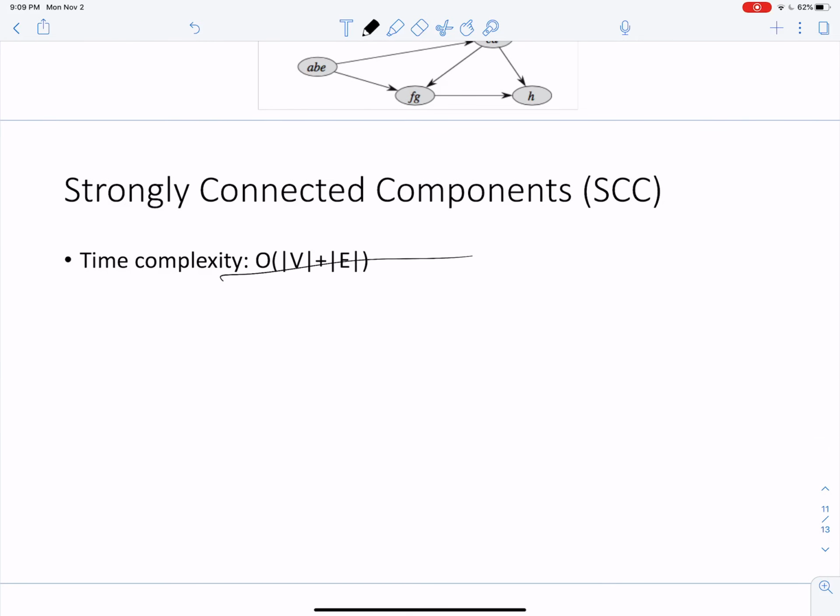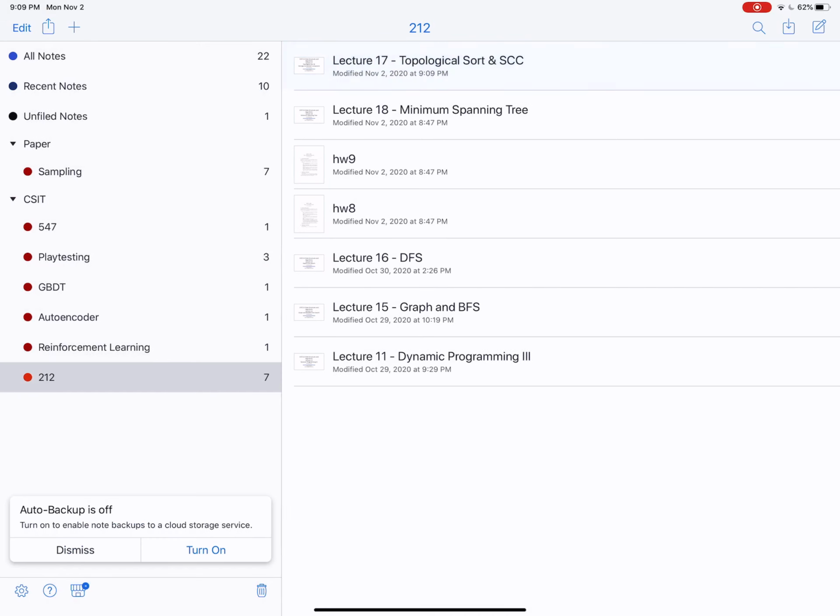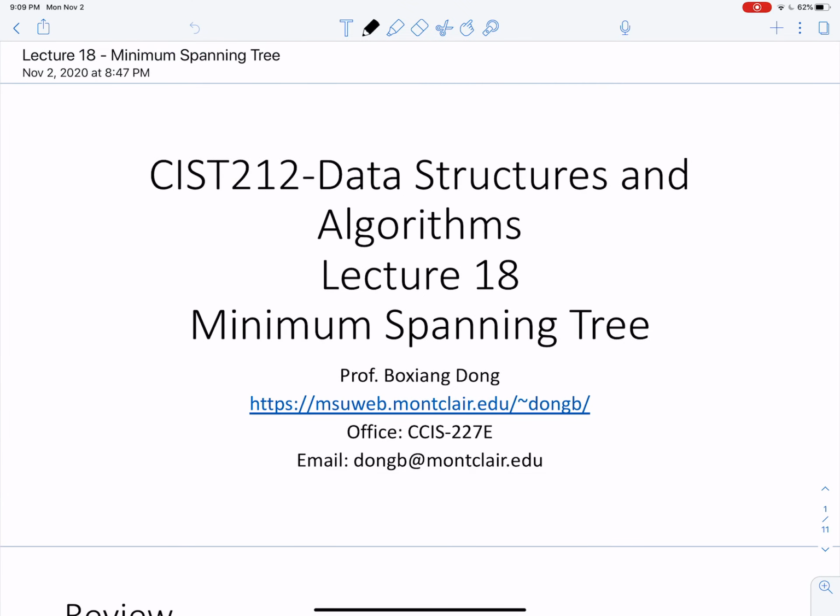These are the two algorithms that we briefly discussed today. Next, we're going to jump to the minimum spanning tree algorithm. For this algorithm, I do expect you to have a very good understanding of it, because it can show up in your job interviews.